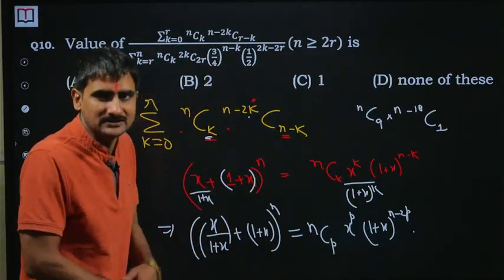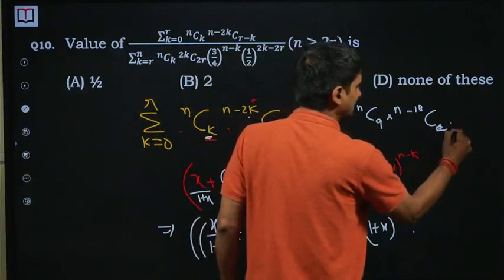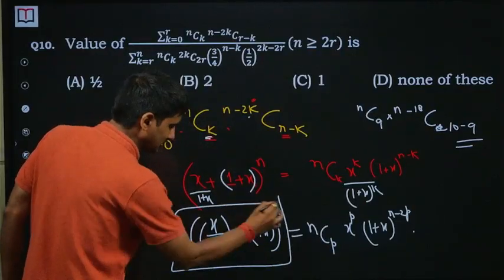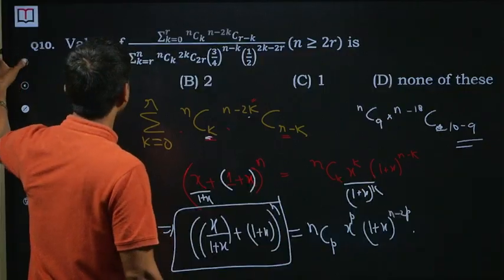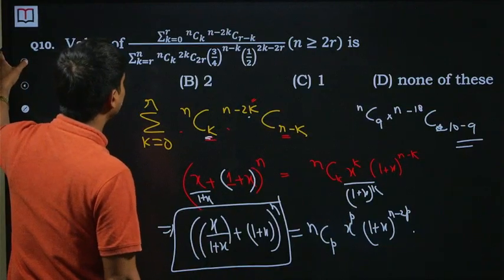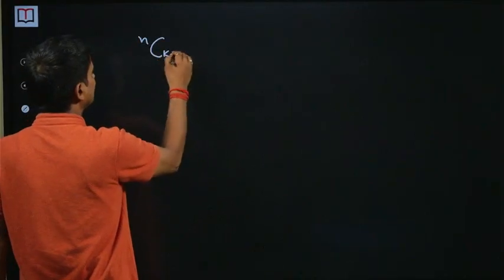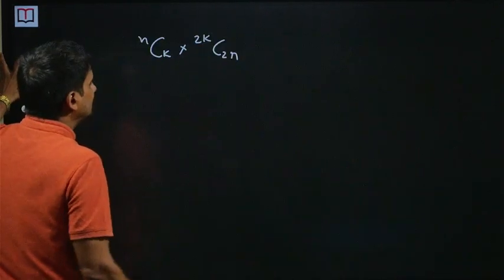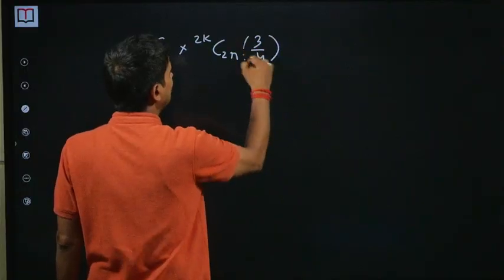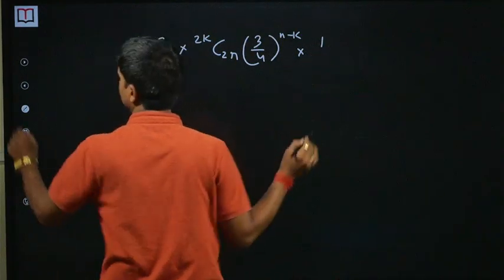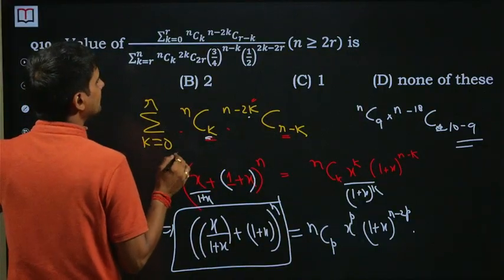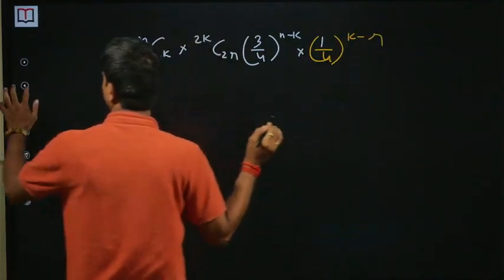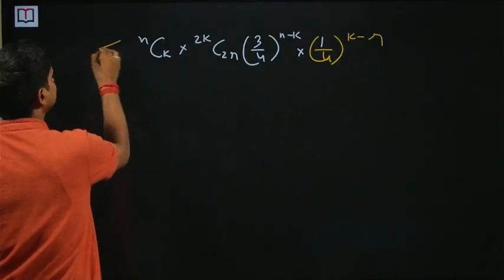r is a constant, so if we are looking for 10 minus 9, that matches. So that means we will be looking for the coefficient of x raised to the power n in this expansion. Now going for the second one, the denominator one, so nck into 2kc2r into 3 by 4 raised to the power n minus k into 1 by 4 raised to the power k minus r, and the variable here is k again.